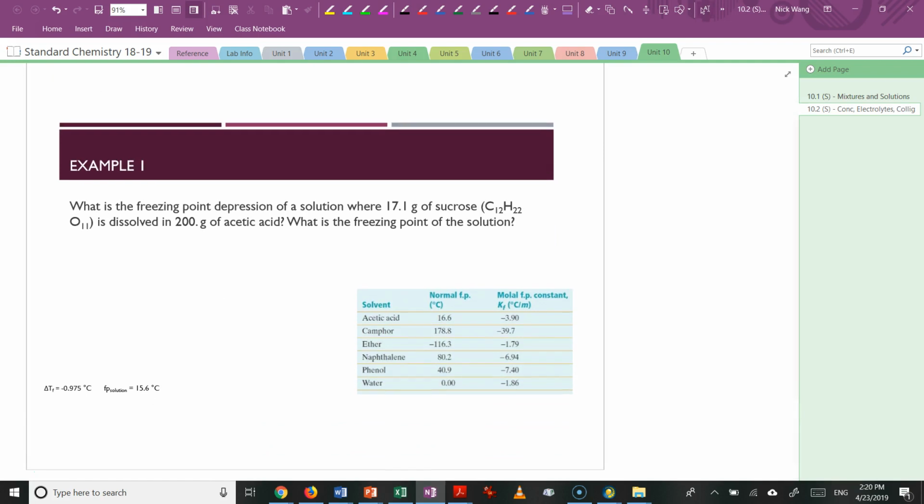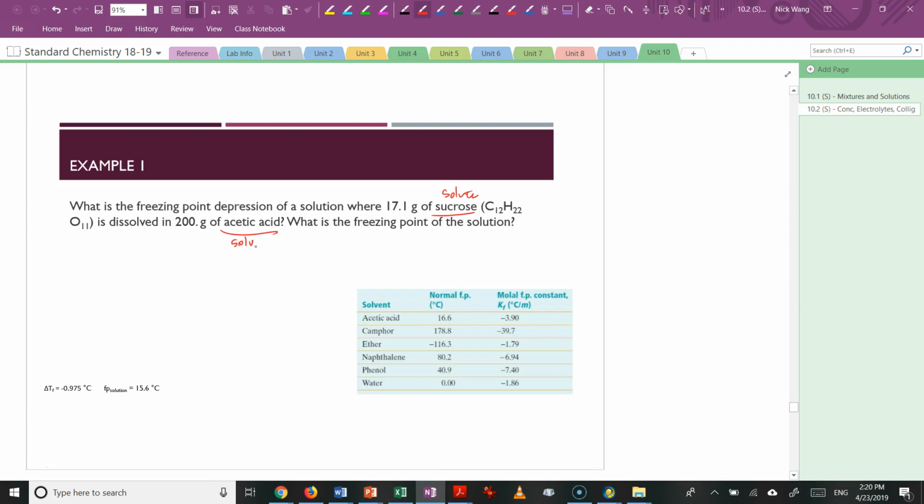What's the freezing point depression of a solution where 17.1 grams of sucrose is dissolved into 200 grams of acetic acid? All right, let's be clear about this. We have to identify solute and solvent. We're talking about freezing point depression, and that means we have to put all that formula work into action here. First of all, sucrose serves as your solute. Acetic acid serves as your solvent.